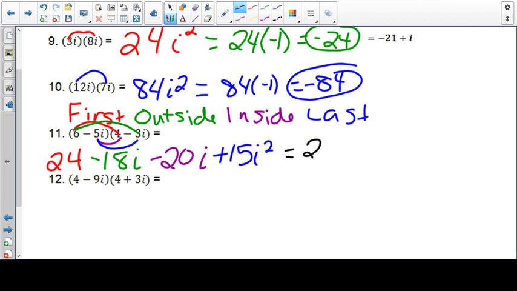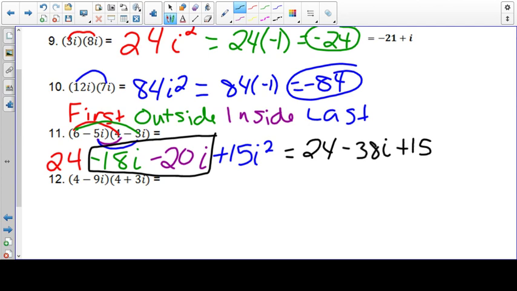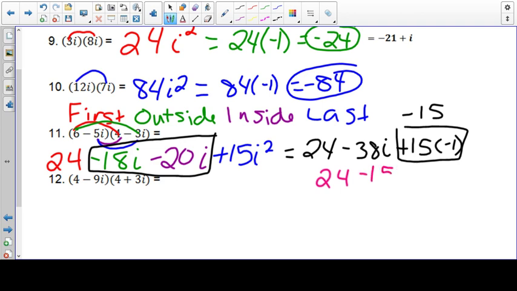So for right now, I have 24, -18i, minus 20i turns into -38i, plus 15 times -1. Do you agree with me that this last piece will be minus 15? Because 15 times -1 is -15. Well, then I have 24 minus 15, which gives me 9. And then that 9 minus 38i, which is my final answer.